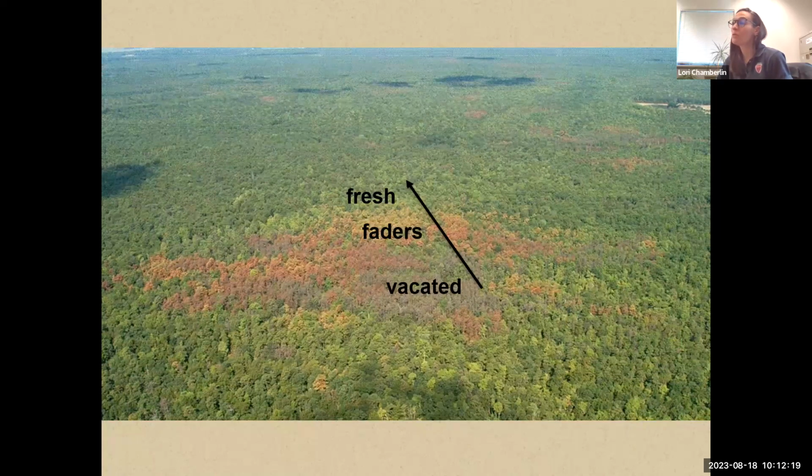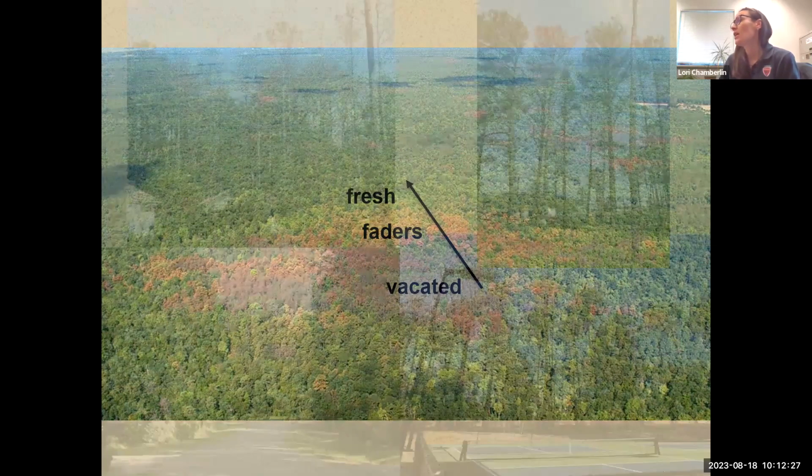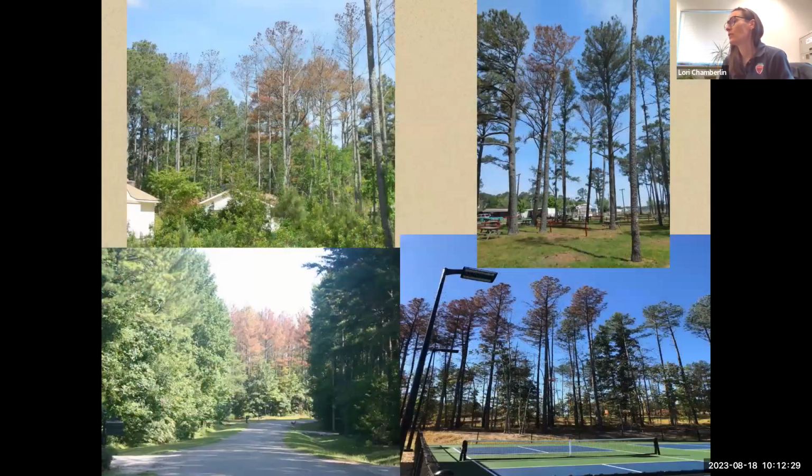However, you know, we don't just see southern pine beetle in large areas of forest like this. We can see southern pine beetle in more residential areas as well. So I wanted to also show you some photos of southern pine beetle spots that are really just in people's backyards.